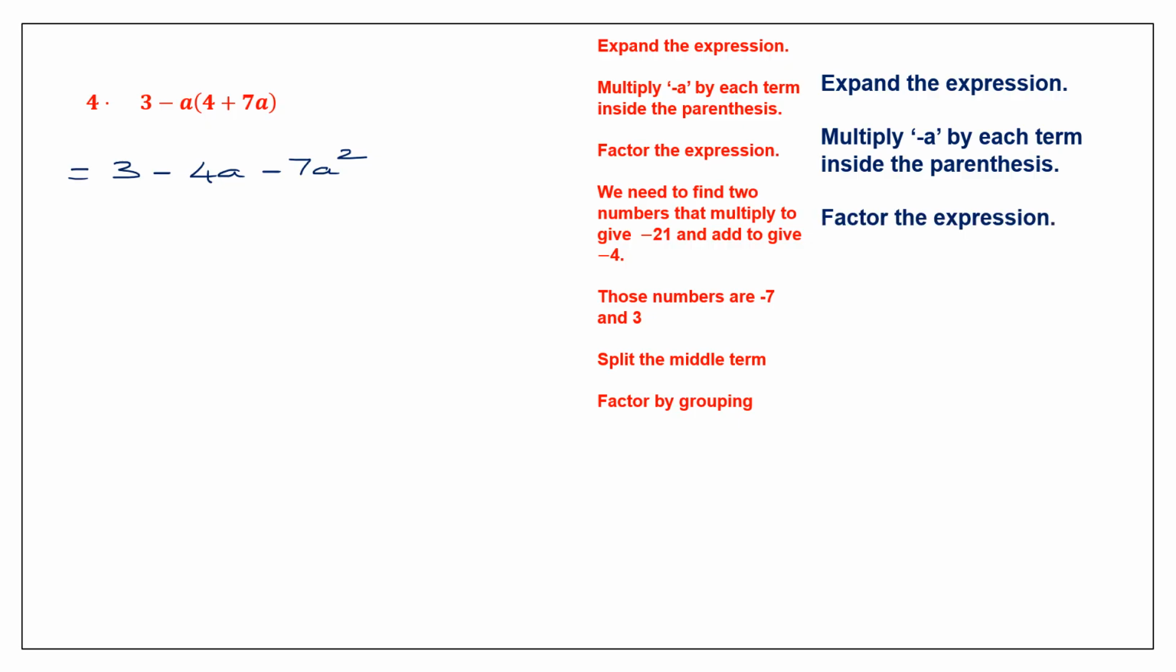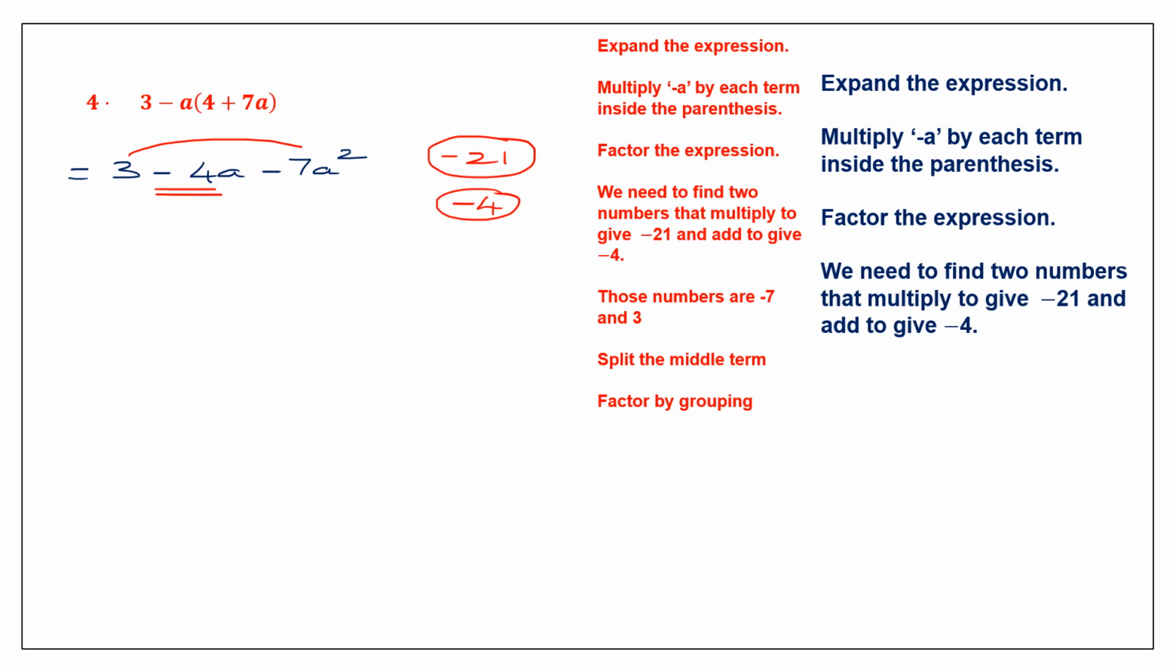Now we're going to factor this expression. We need to find two numbers that will multiply to give us 3 7s are 21. It should multiply to give us minus 21 and it should add to give us minus 4. Okay, so we need to get two numbers, that is, two numbers that will multiply to give us minus 21 and add to give us minus 4. So you have to try on different combinations of numbers. Now the two numbers are minus 7 and 3. Let's work this out and see.